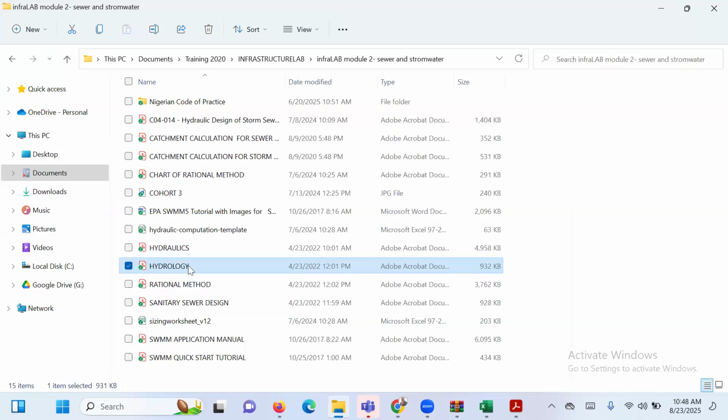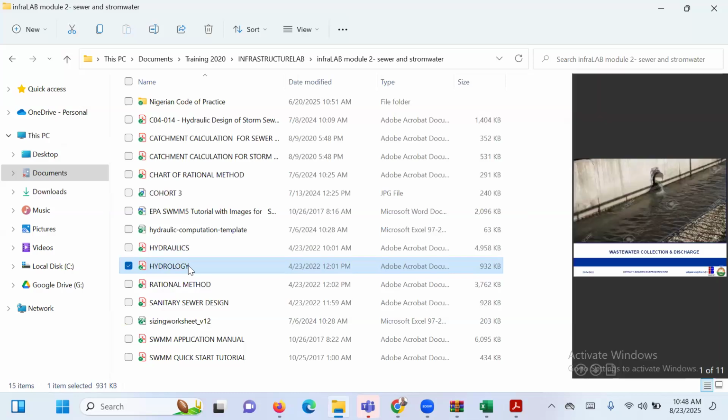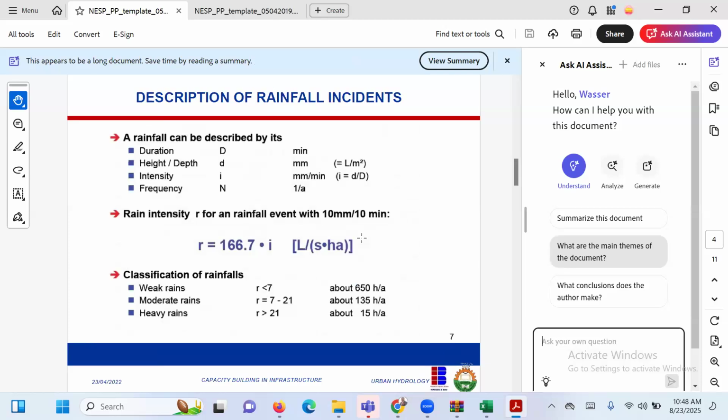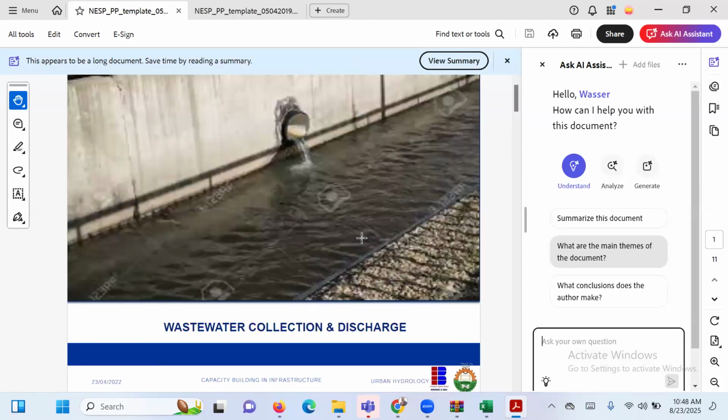Then I go to hydrology. When you talk hydrology, what comes to your mind? Hydrology has to do with the water cycle. Period. Hydrology is basically about the water cycle. Why do we understand the water cycle? We need to understand the water cycle because we are talking about storm water, storm events, runoff. We're talking about the storm event runoff.